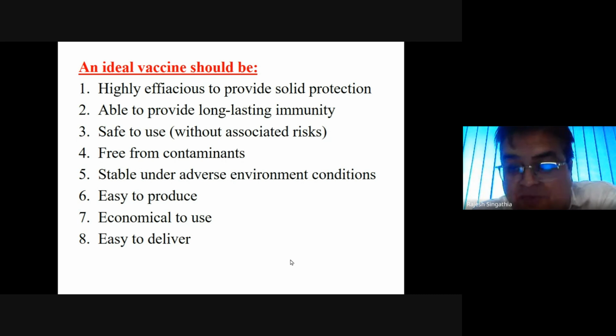The vaccine should be free from contaminants. So a vaccine should have purity. Purity of a vaccine indicates the lack of contaminants in the vaccine formulation. It should be stable under adverse environmental conditions, easy to produce and economic to use. It should be cheap. If it is costly, then nobody will use this vaccine. And next, very important, easy to deliver, if possible by oral route. So these are the important characteristic features of an ideal vaccine.